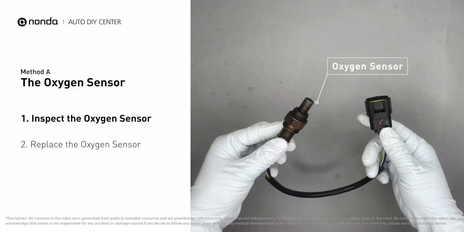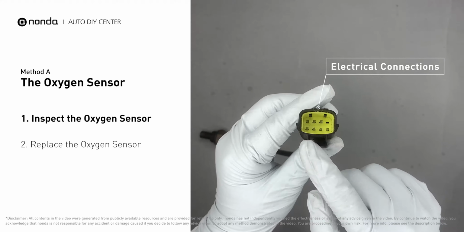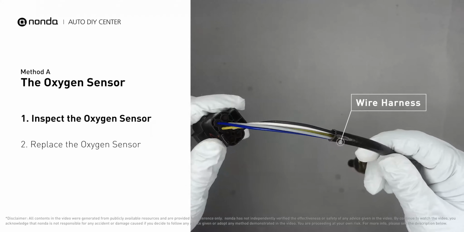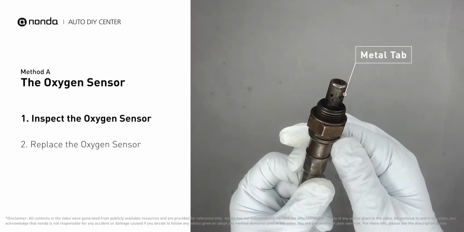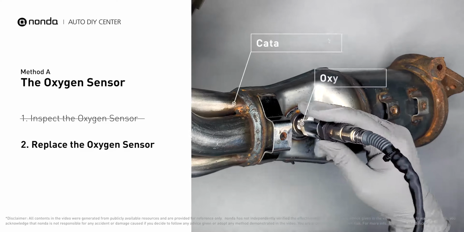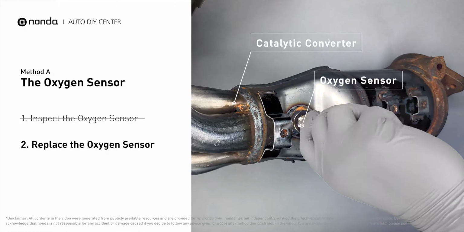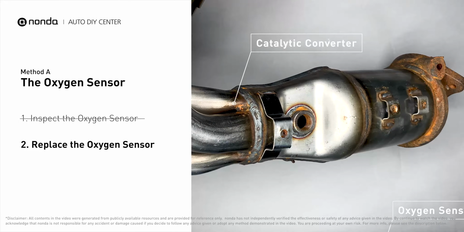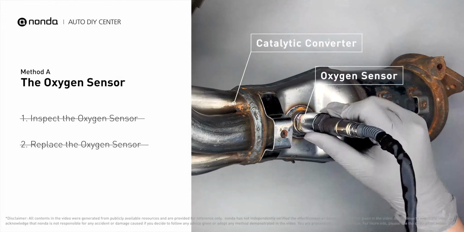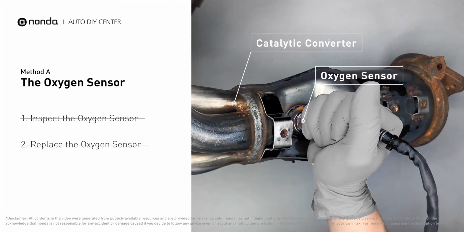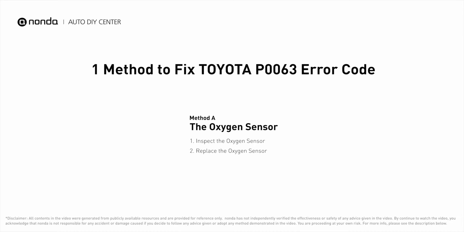Visually check the oxygen sensor's electrical connections, wire harness, and metal tabs for any damages. If damages are found, then replace the oxygen sensor. If there is no damage found on the oxygen sensor, you would need to take your car to consult professional mechanics. So here are one of the most practical solutions to fix Toyota's P0063 error code.